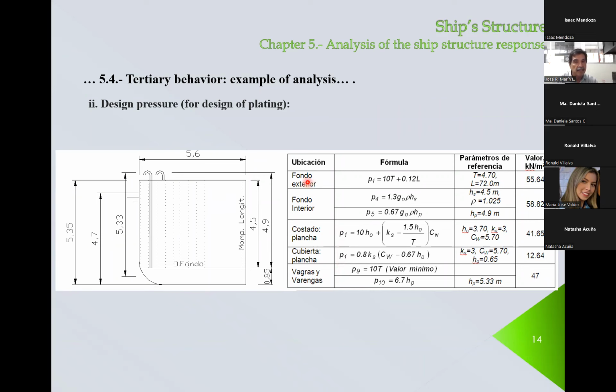So we have the outside bottom, this is this. Inside bottom, this is double bottom. This is for the side, for the deck, and this is for longitudinal elements, very strong elements, floors and longitudinal side girders. For each one we have a certain value of the pressure. Check all of these. We can comment on that later on. And this is the result.